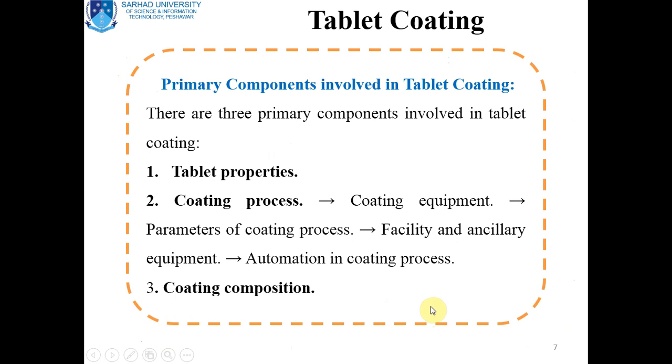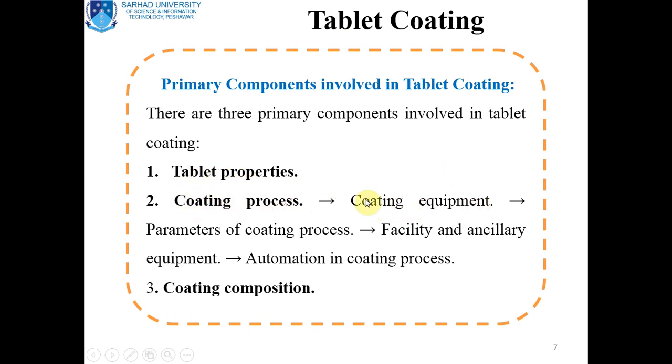Now, in this part of the lecture, we will discuss the primary components involved in tablet coating. There are three primary components. Depending upon the tablet properties, we consider what properties and characteristics are lacking, which are not found in the uncoated variety, what is the purpose of our coating, and what are the present characteristic properties in uncoated varieties. So this is one of the primary components: the tablet properties we have to consider.